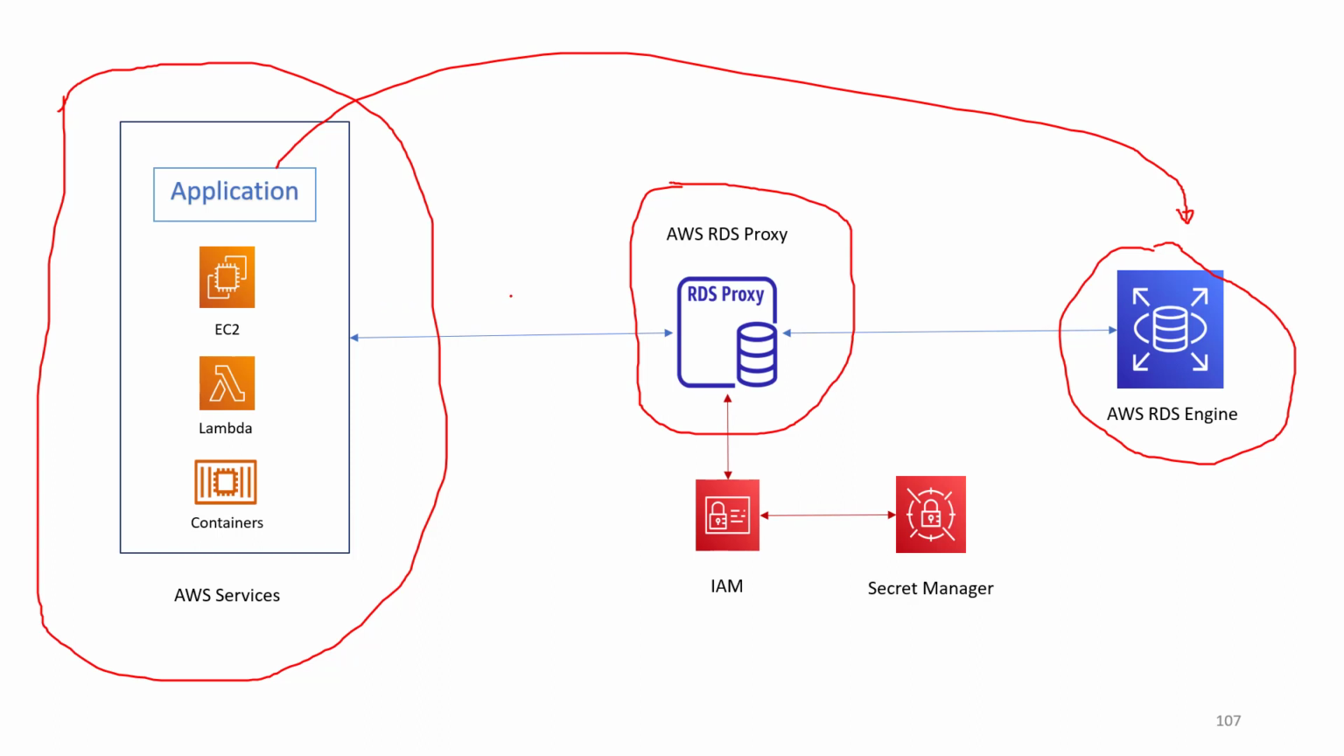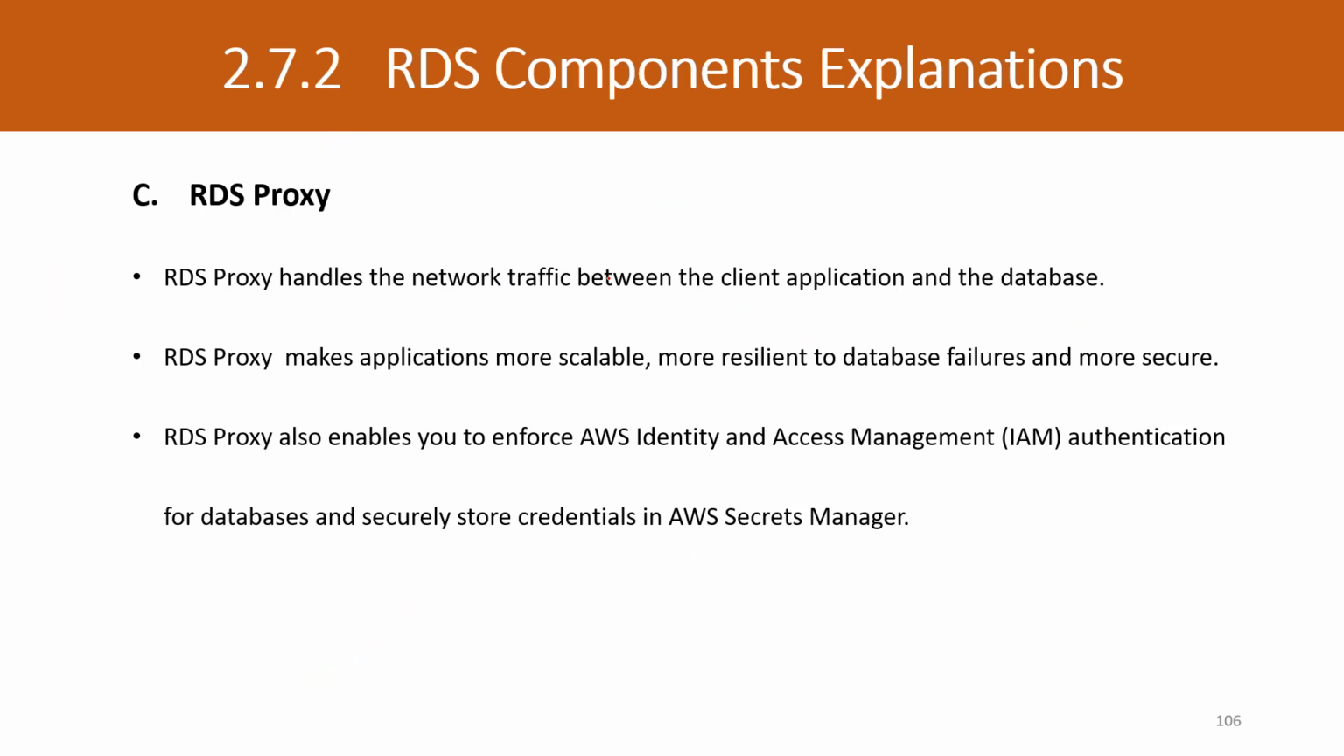This proxy will help you forward your traffic from the client to your RDS server. So this is the client and this is the RDS server. It basically sits between your client and RDS server, and handles the network traffic between client application and the database. Second, RDS proxy makes the application more scalable, more resilient to database failure and more secure. So it provides resiliency as well as security. Third, RDS proxy also enables you to enforce AWS Identity and Access Management authentication for the database and securely store credentials in AWS Secrets Manager.